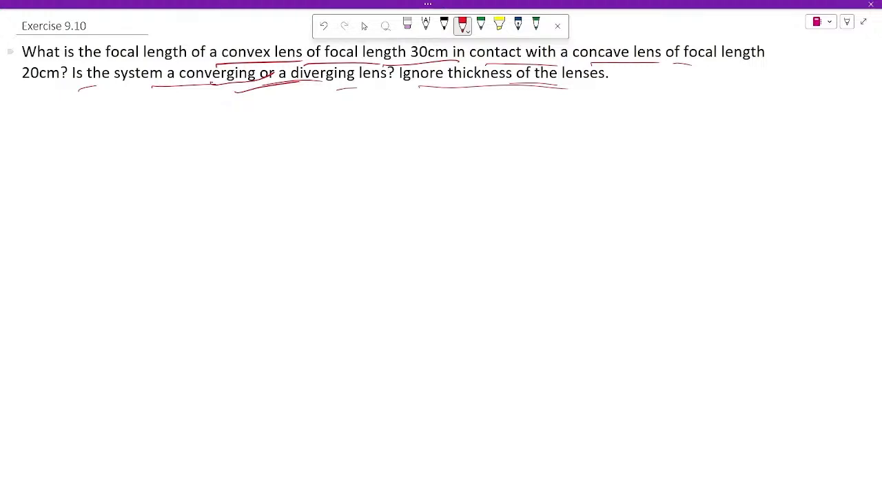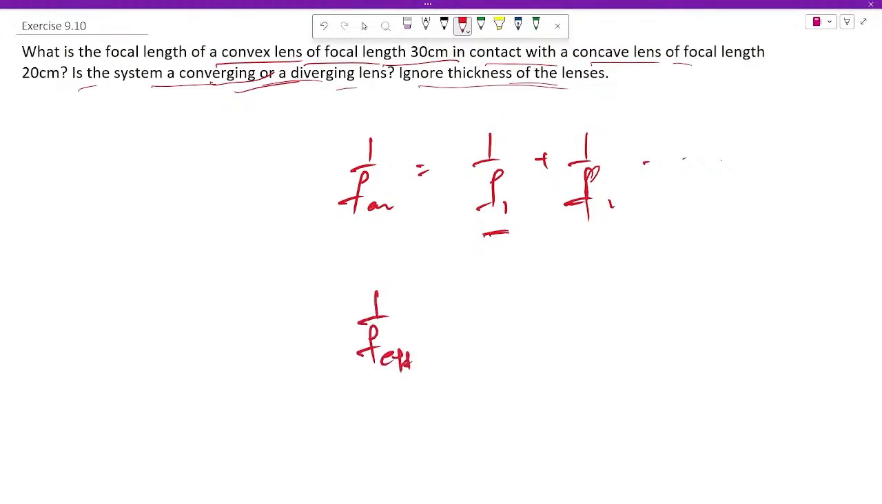Now we know that the effective focal length is given by 1 by f effective equals 1 by f1 plus 1 by f2 plus so on. Here we have been given only two lenses, so we will take f1 and f2 only. Now here f1 in the case of the convex lens is positive and f2 in the case of the concave lens is always negative. So let us calculate the value of f effective.